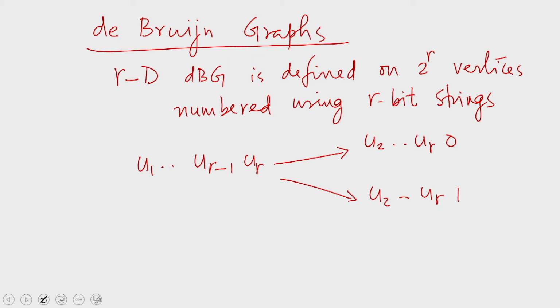So, once the edges are defined in this graph, we also define some edge labels. The edge which is directed to u2 through ur0 will be labeled 0, and the edge directed to u2 through ur1 will be labeled 1. If you label the edges in this fashion, we find that u1 through ur minus 1 ur, by an extension of the definition, has two incoming edges. These will be labeled ur each.